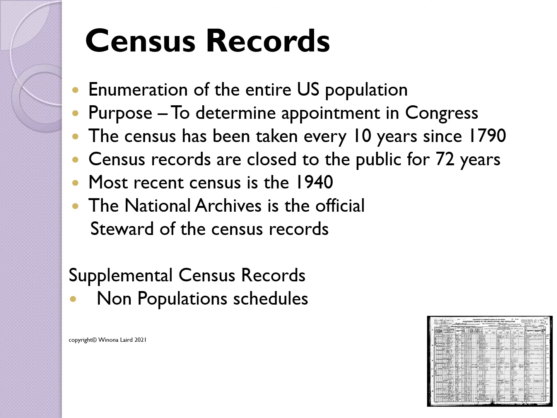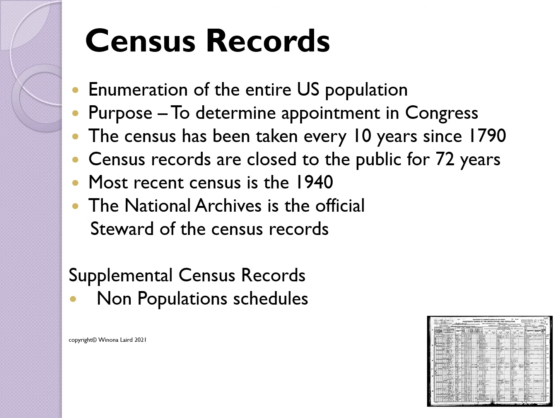Census records are the enumeration of the entire U.S. population. The census has been taken every 10 years since 1790. Census records are closed to the public for 72 years, and the most recent census that you have to use is the 1940. Just another year to go to 2022, and we will have the 1950 census. The National Archives is the official steward of the census records.